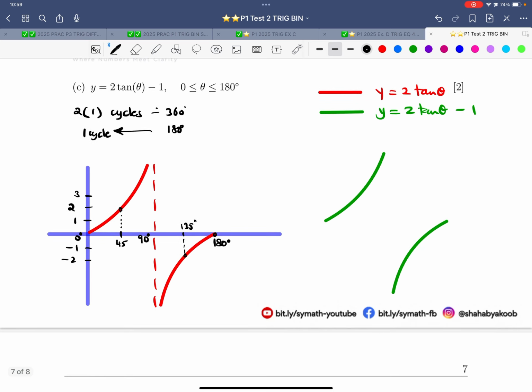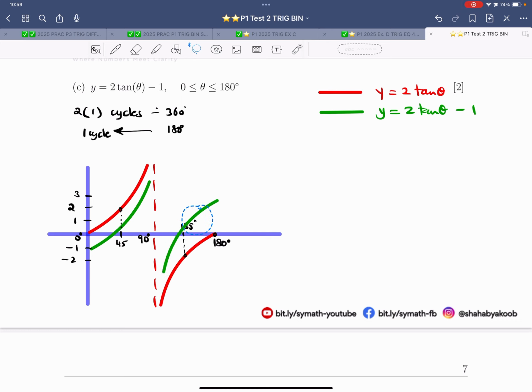Now we are shifting it 1 unit down. It's not 1 unit up, it's 1 unit down. So let me grab this. Something like this. Let me grab this. And this is like this. So green one is 1 unit down. Okay. So that is the final graph.